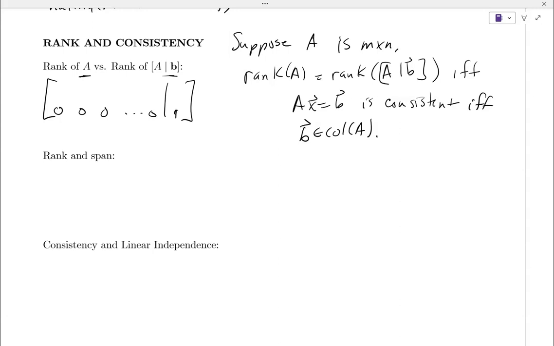All right. So again, as far as consistency is concerned, pivots in the last column, the augmented column, are bad. We don't want a pivot there.